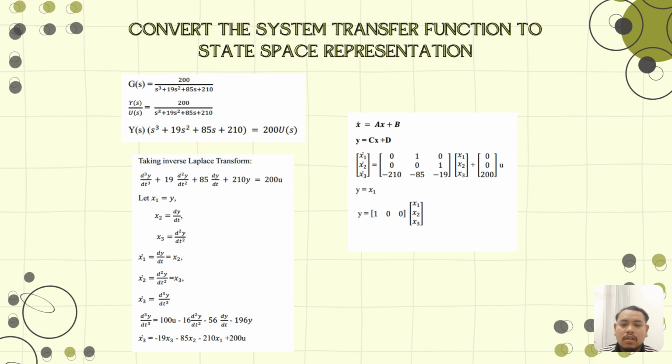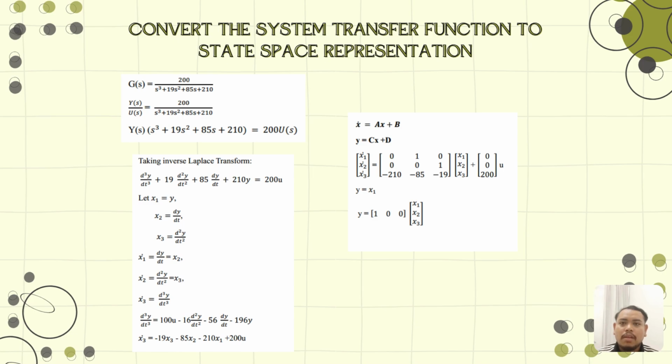Now let's see the state space. It has 5 steps, and first is writing the transfer function in linear form, cross multiplying the values Y(s) and C(s). Second is converting the S domain to the time domain by taking the inverse Laplace transform. And third is phase variable, to make a phase vector. Let x1 equal to y, x2 is the first derivative, and x3 is the second derivative.